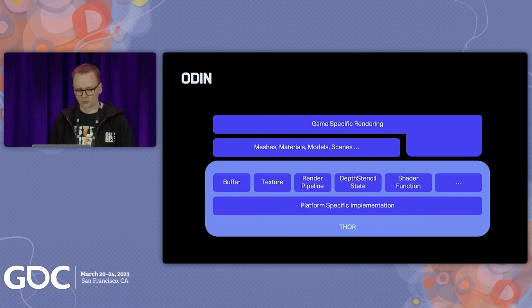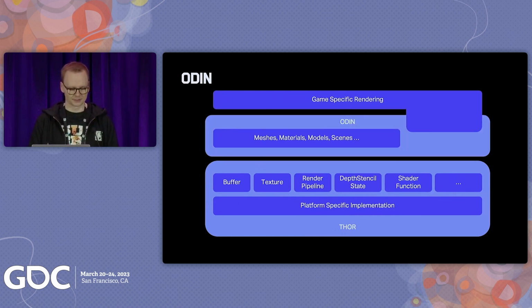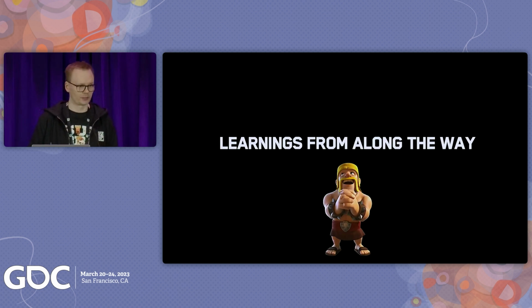I'm not going to go too much into Odin at this point, but I wanted to mention it because this project with THOR did not really touch the middle layer that much. But the project called Odin is this. The purpose is to modernize this middle layer, to be better equipped to fulfill the needs of our new games and our current games, to have different kinds of materials, and to make that more data-driven and easier to use. So now let's dig into some learnings from along the way.